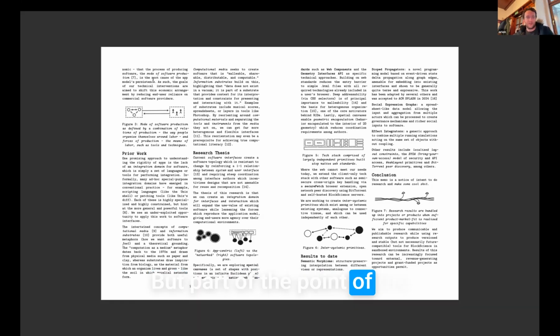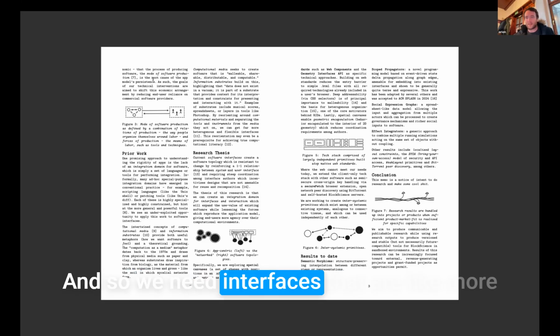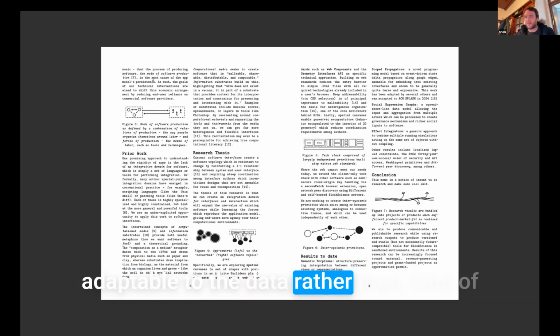But part of the point of the KOI work is that we don't know as much as we could otherwise assume, and so we need interfaces that are more adaptable to the data rather than locking down the structure of the data to the interface that we want to build for it. Maybe I'll pause there. I don't know how much sense that's making.